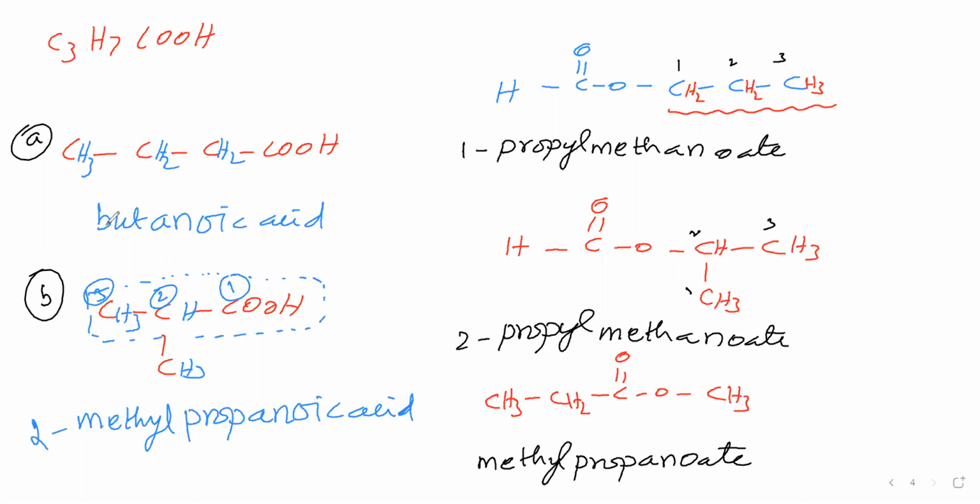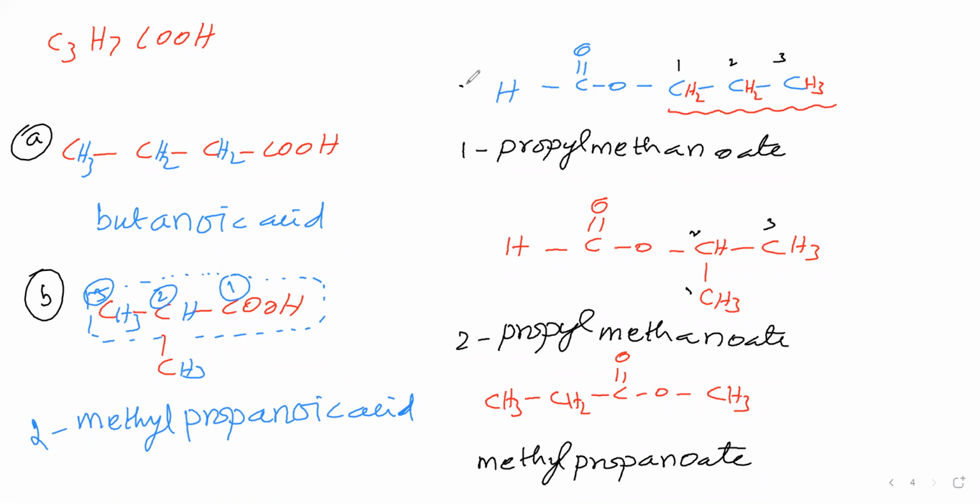Which isomers? In A, the parent chain contains 4 carbons. In B, the parent chain contains 3 carbons. Therefore, the parent chain length is different in A and B. Therefore, A and B are called chain isomers, because the parent chain length is different. Therefore, A and B are called parent chain isomers, that means chain isomers.